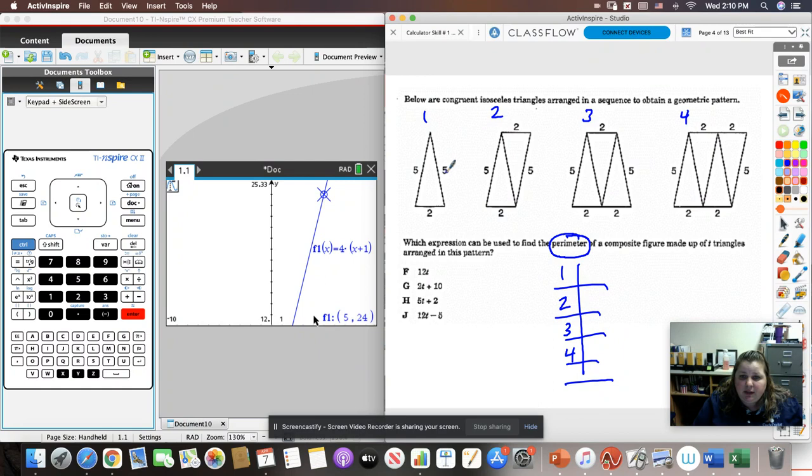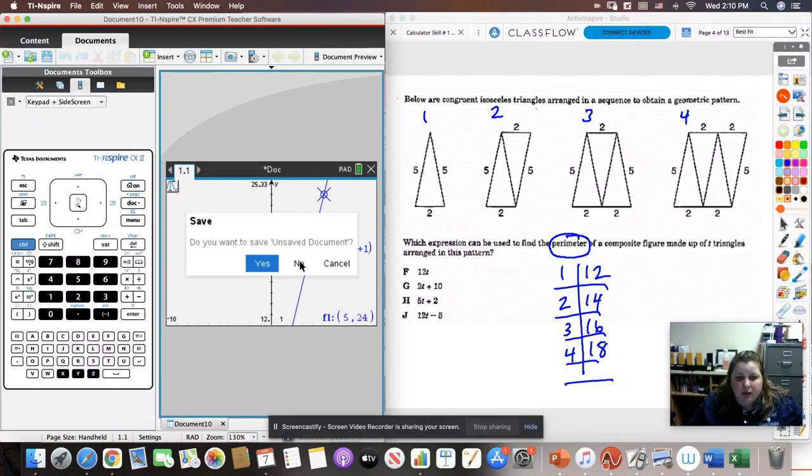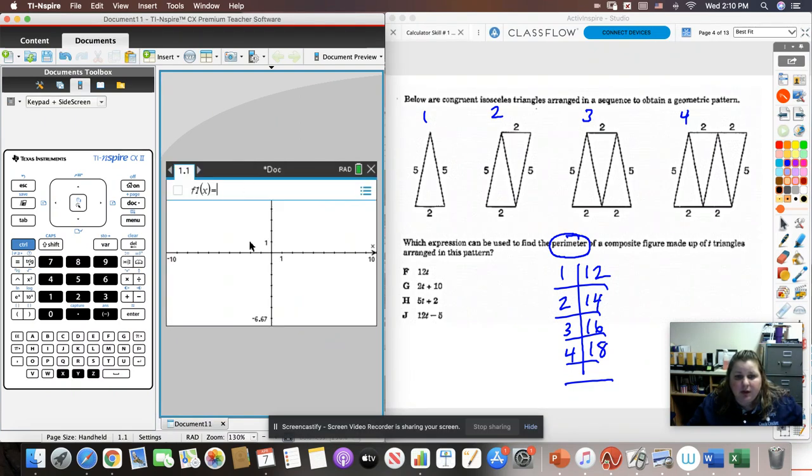Well, perimeter is adding up the outside, so that's 5 plus 5 is 10, plus 2 is 12. 10, 12, 14. 10, 12, 14, 16. 10, 12, 14, 16, 18. Now you have a table. You can come to calculator, home, new document, save changes, no, add the graphs.